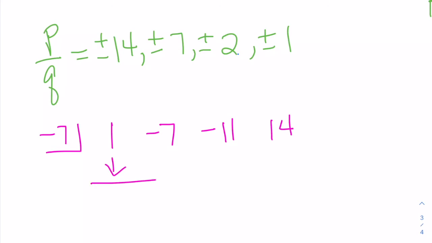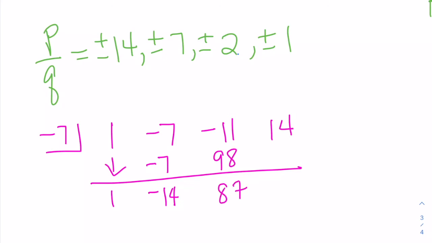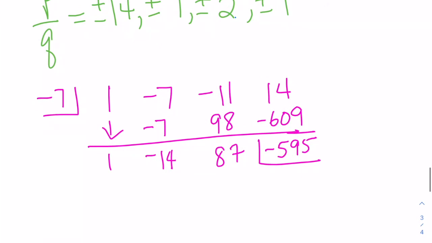So let me try the synthetic division. So we have 1, negative 7, negative 14. 14 times 7 is 98. That'll be 87. 87 times negative 7 is negative 609. And I'll put the remainder, negative 595. When we look at the sign changes, they alternate. We definitely know that negative 7 is not going to be a 0, right? Because there's a remainder.